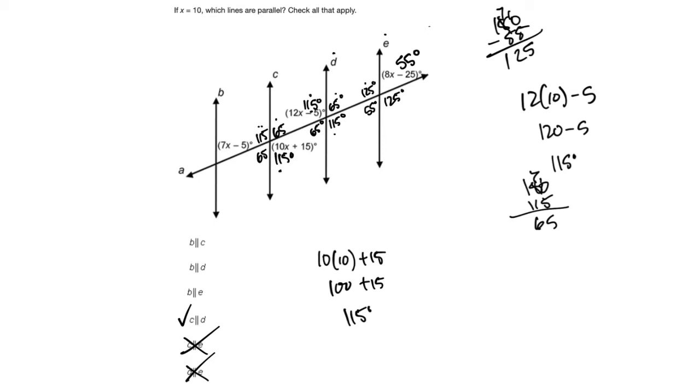So now let's do B. 7 times 10 minus 5. 70 minus 5 would give us 65. So that's 65, which would also mean that's 115, 115, and 65, which means B, C, and D would all be congruent. So B and C are congruent, B and D, not B and E.